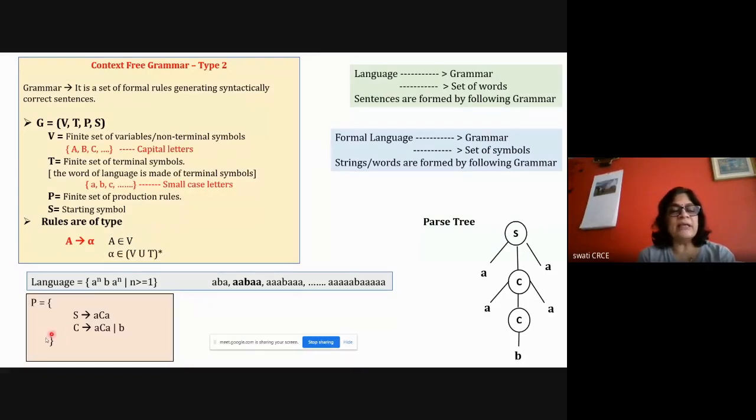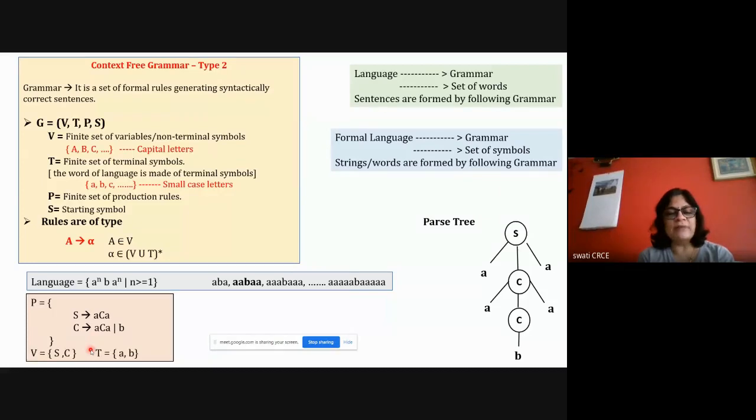So I can say that S is equal to ACA because at least one A should be there. So here A will be there for one time. To stop the recursion, for n is equal to 1, you can apply C is equal to B. So you will have the string ABA as a valid string of the language. Or you can have double A B double A, like you are applying S is equal to ACA, then C is equal to ACA, and then to stop the recursion, C is equal to B.